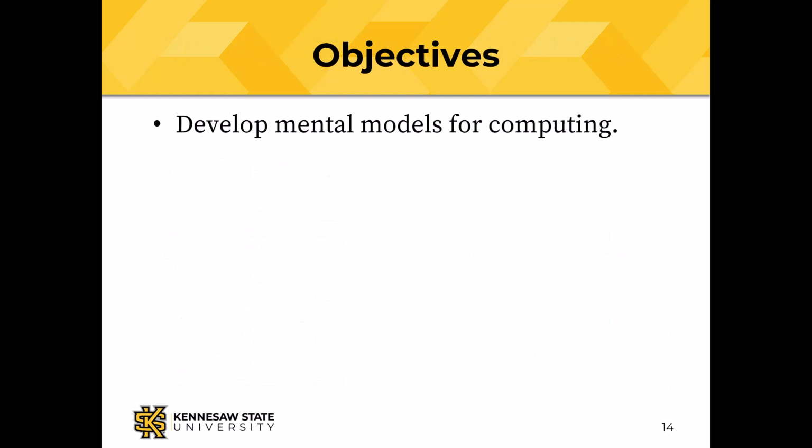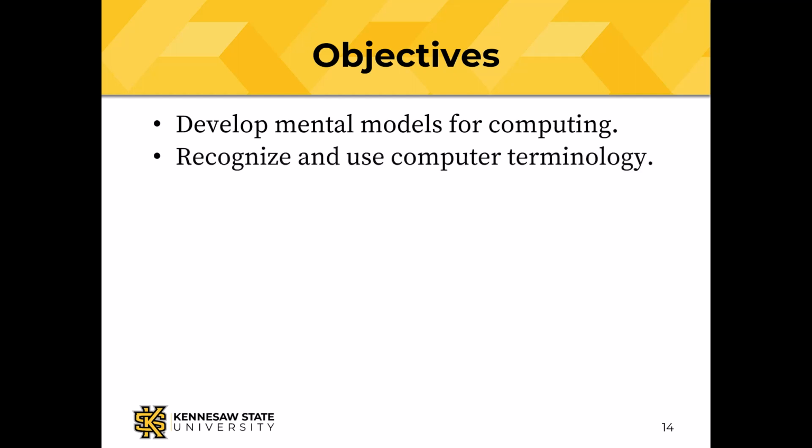So what are the objectives of this course? What are we trying to do? We're trying to develop a mental model of computing, a way of thinking about computing, of trying to recognize and use computer terminology. Some of you have been using computers since you were old enough to hold one, so there's probably some difference in level in this class. That's okay. We're going to level everything out as we go along.